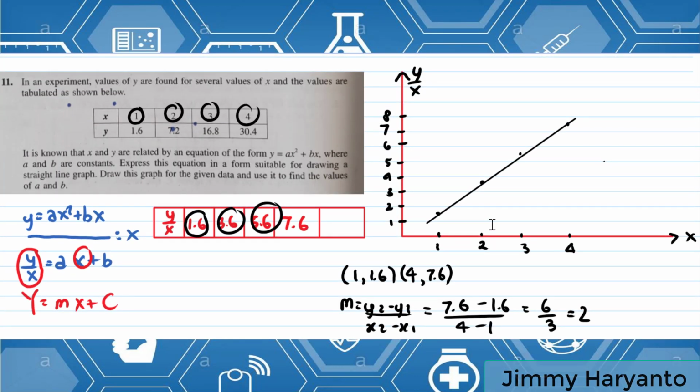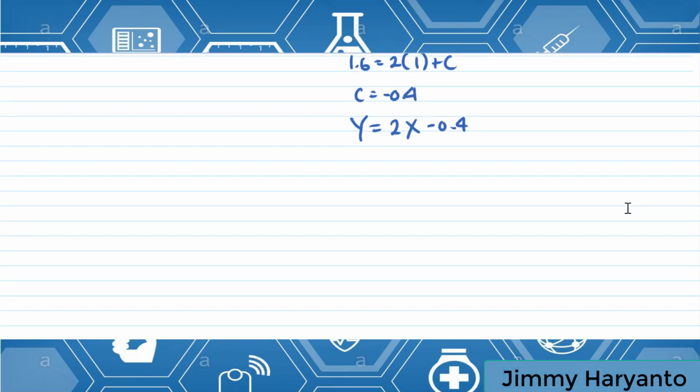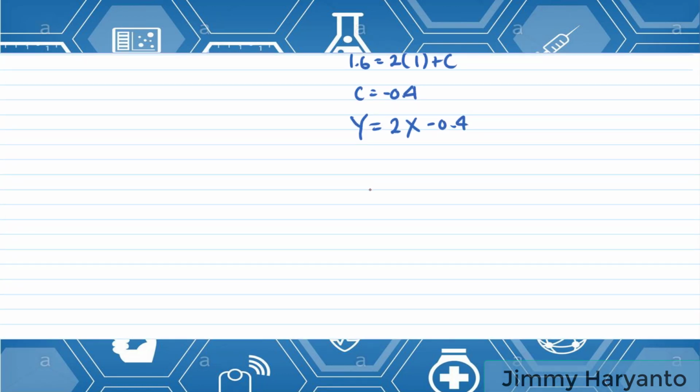Do not forget to change the y and the x, y over x and x. So I will change the y into y over x equals 2, change the x into x, minus 0.4.